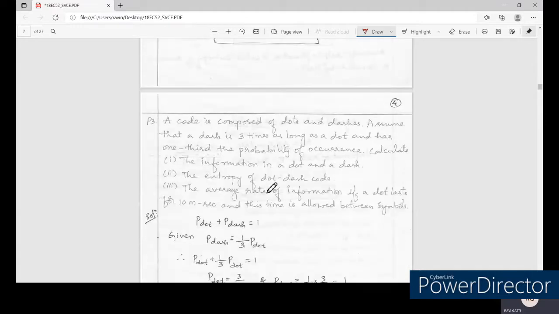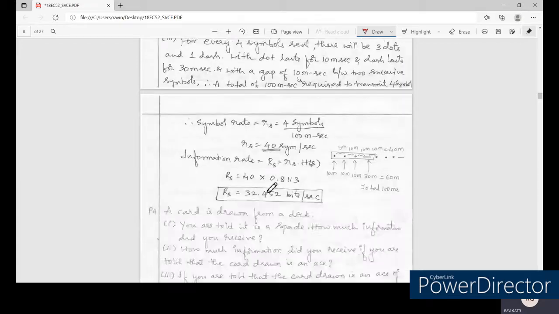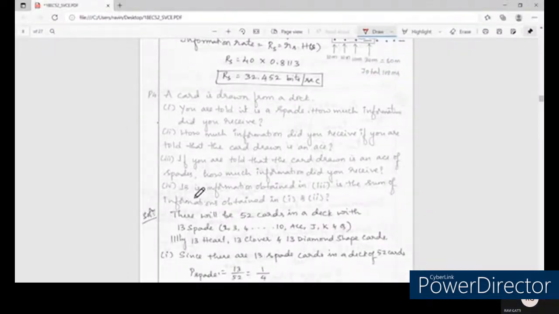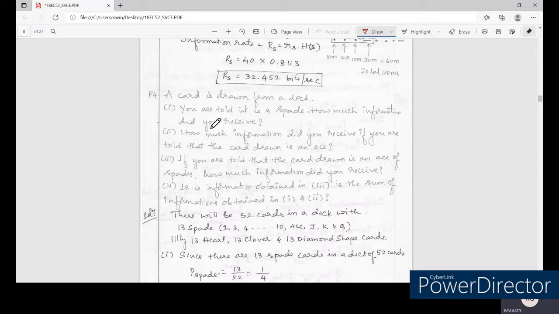So now let us try to understand one more problem: how we can calculate the self information and the average information of the given signal. Let us work on this problem. A card is drawn from a deck of cards. In the deck we have 52 cards.